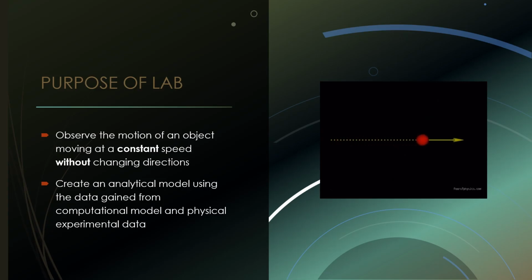Now, the purpose of this lab is to observe the motion of an object moving at a constant speed without changing any directions. And the other goal was to use the data we gained from this to create an analytical model and basically create a representation of this motion.